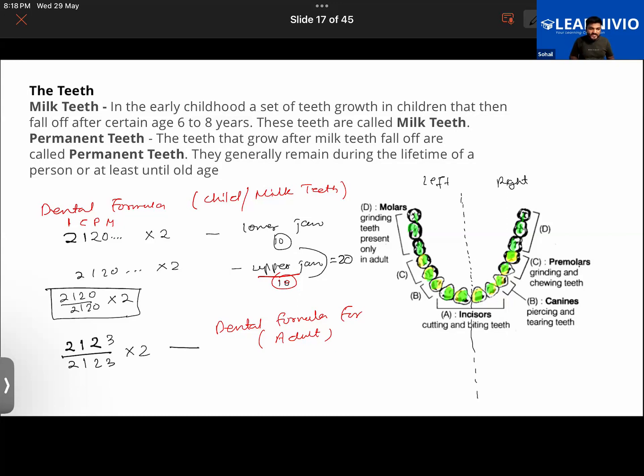Now, what can you say about the dental formula of an adult man? How many teeth are there in the lower jaw? First of all, add 2 plus 1 plus 2 plus 3. How much? 8 now. 8 multiplied by 2? 16. 16 is the number of teeth found in the upper jaw. Again, 2 plus 1 plus 2 plus 3, that is 8. 8 times 2, that is again 16. 16 is the number of teeth found in the lower jaw.